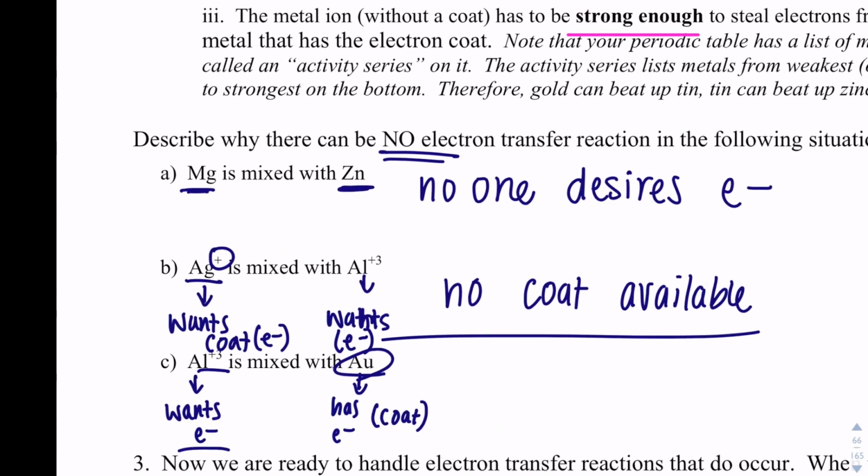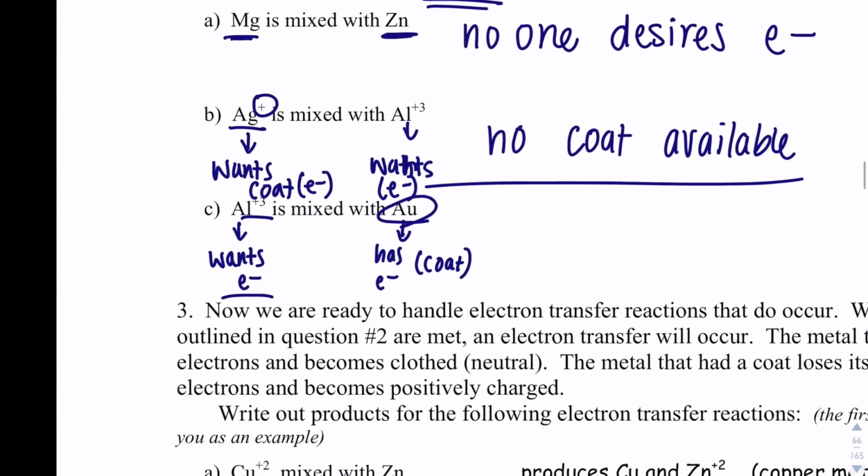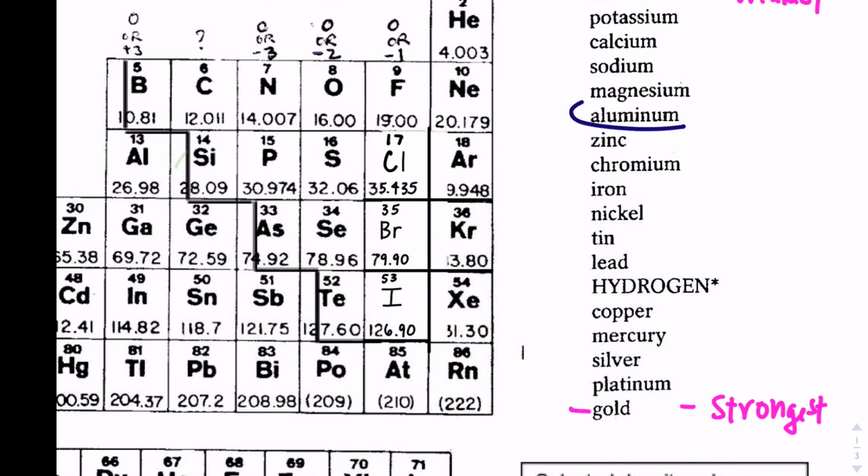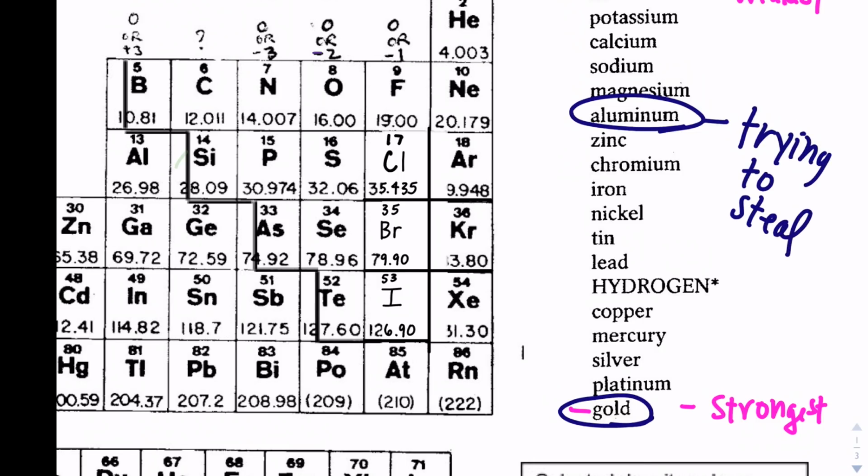Now we need to check on the third one. The one without a coat must be strong enough to steal. So if we look at our periodic table, we have aluminum and gold. Remember, you can only steal up. So aluminum is trying to steal, but it can only steal from the elements that are above it. It's too weak to steal from gold, so this reaction will not happen.